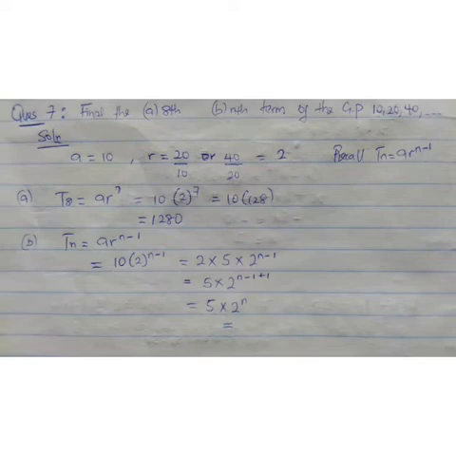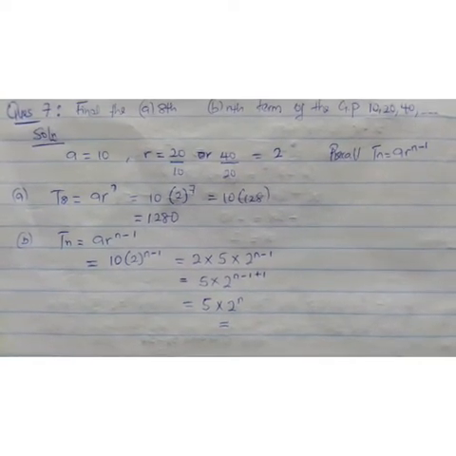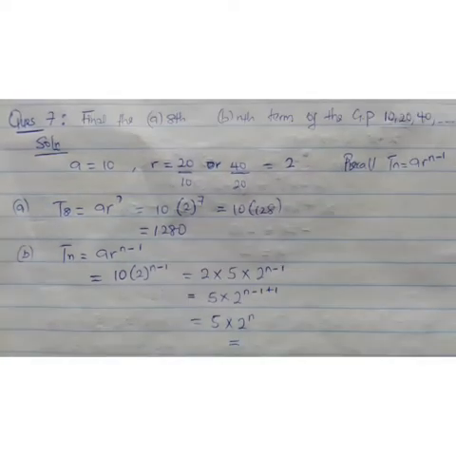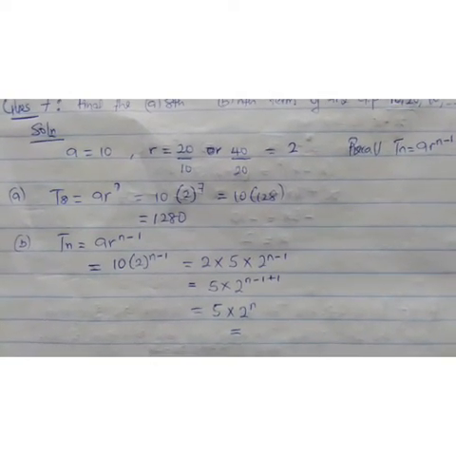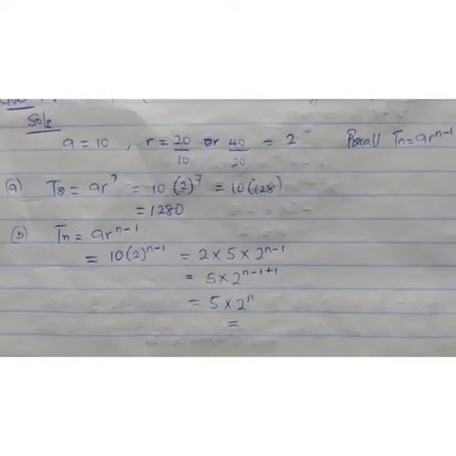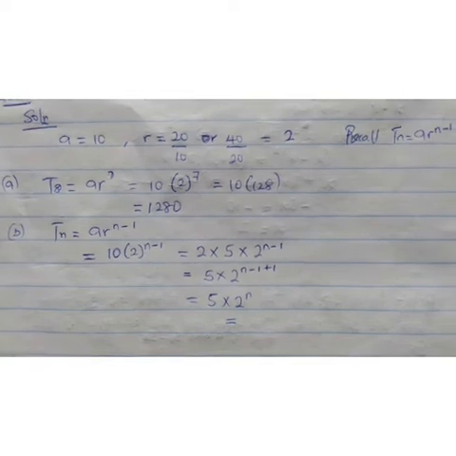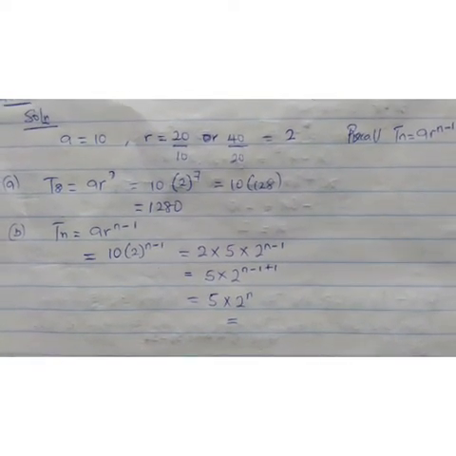For B, Tn is equal to AR raised to power n minus 1, where our A is 10 and our R is 2, which now becomes 2 times 5 times 2 raised to power n minus 1, and also now becomes 5 times 2 raised to power n minus 1 plus 1, following laws of indices, having our answer to be 5 times 2 raised to power n.